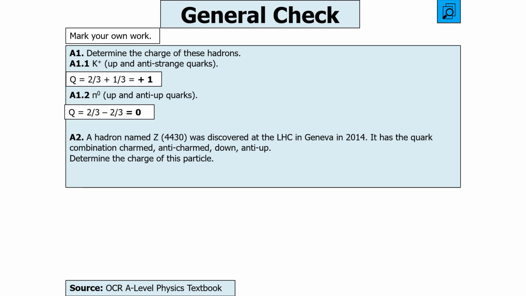Now for the pi 0, it's going to be +2/3 -2/3, so the value is 0. And then here we can see that the charm has a value of +2/3, the anti-charm is -2/3, the down is -1/3, the anti-up is -2/3, so the overall value is -1.